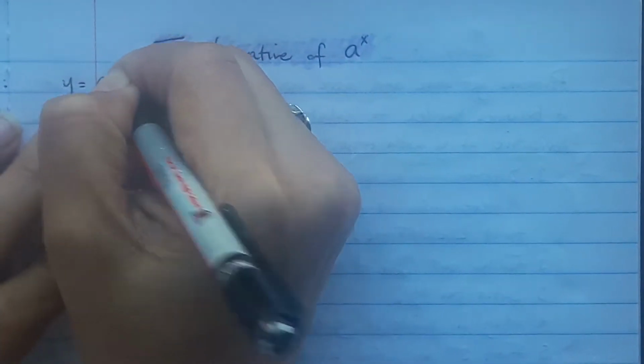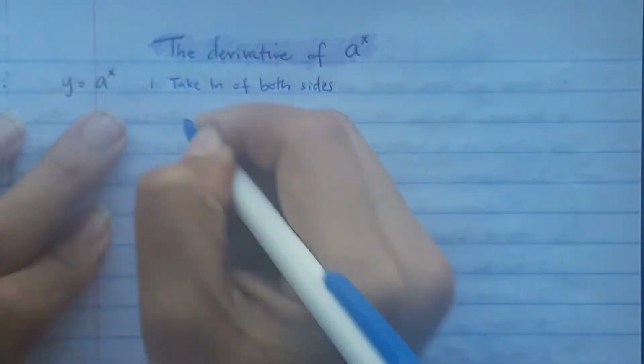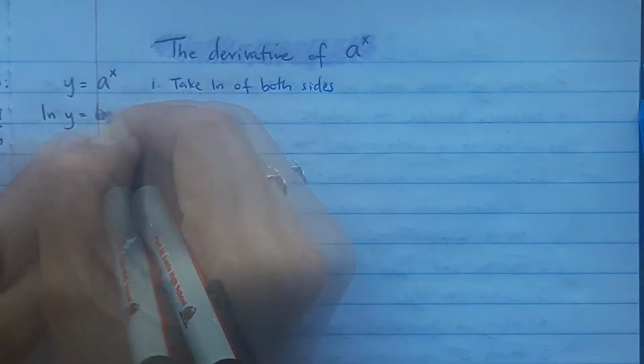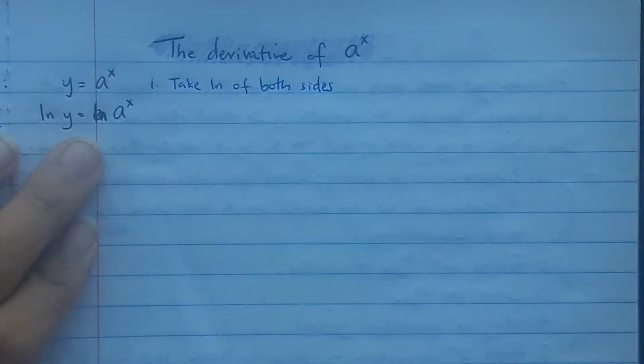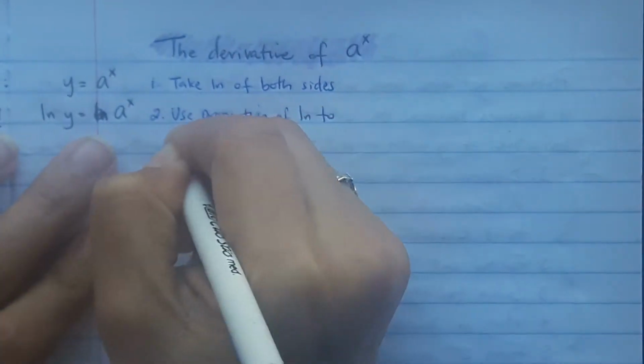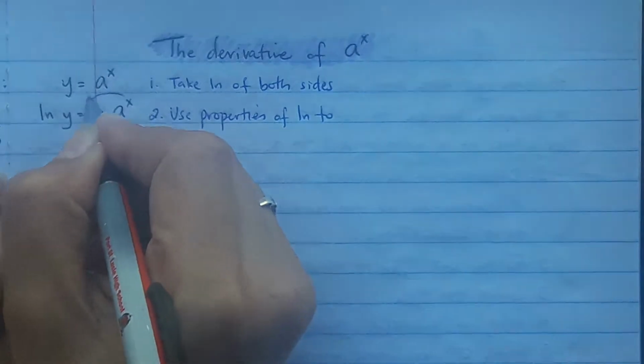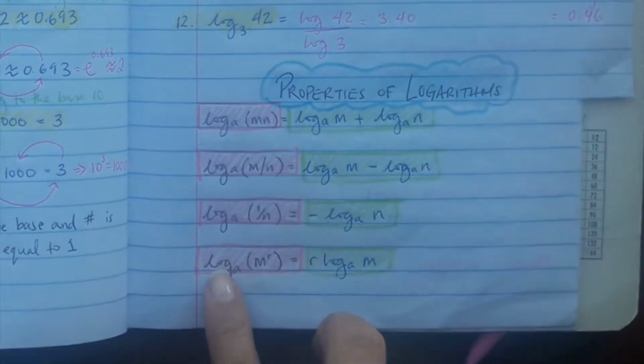Alright, same thing with the derivative of a to x. So it's very, very important to know this. Take the log of both sides. You should have done this previously, so I'm just going to catch you up real quick. Take log of both sides, that's what I get. Use the property of log to rewrite that. I don't know if you remember this, so I'm just going to show it to you real quick. It's one of the properties.